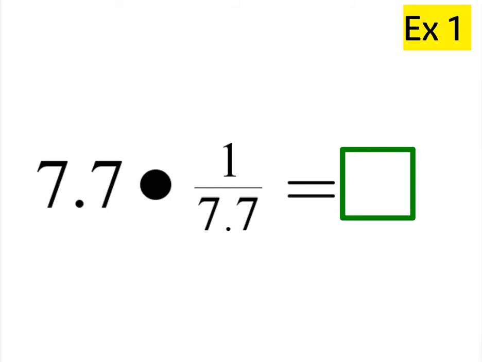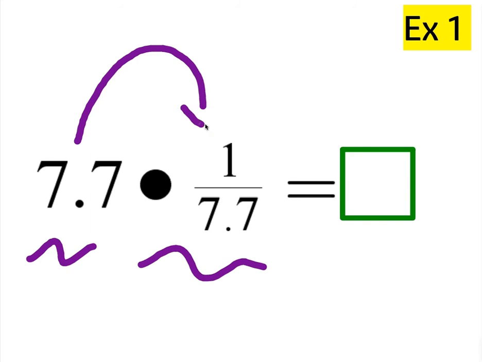Let's go ahead and take a look at this example. We have 7.7 times 1 over 7.7. And yes, it works with decimals as well. So notice it's just this number times 1 over itself, and it's going to give you what back? It's going to give you 1, just like the other numbers.